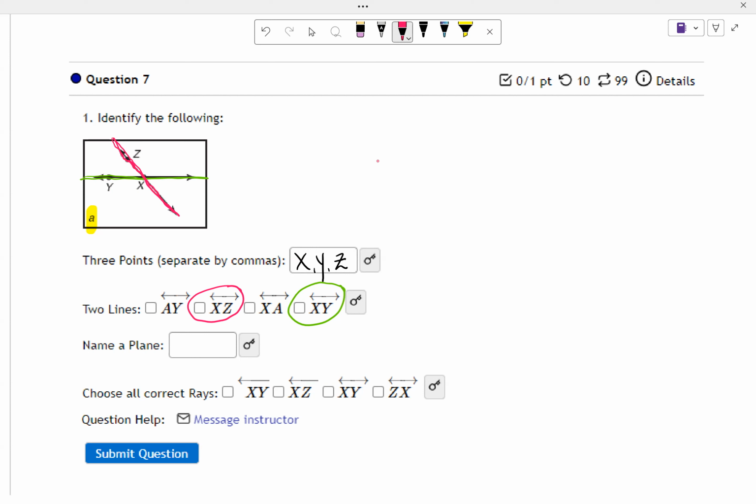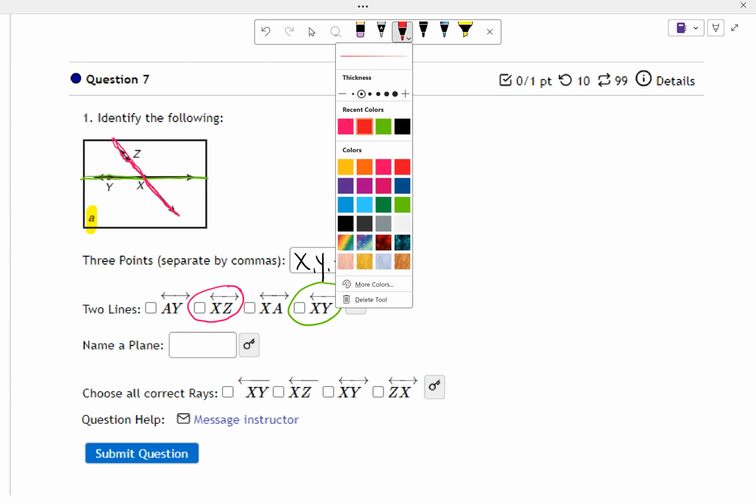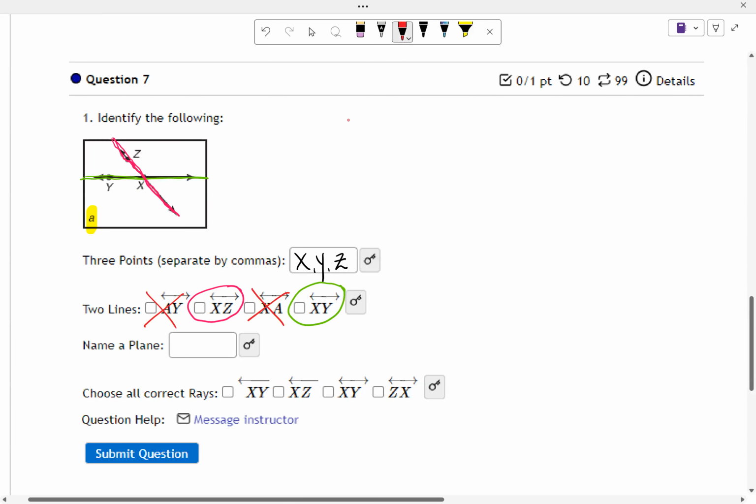Now, remember how I said earlier, let's highlight that lowercase a at the bottom. So that's a lowercase a, first of all. That's different from the uppercase A. This uppercase A would mean that there's a point on the diagram that's an uppercase A. We don't see that, so we can automatically say that this one and this one are not lines on our picture.